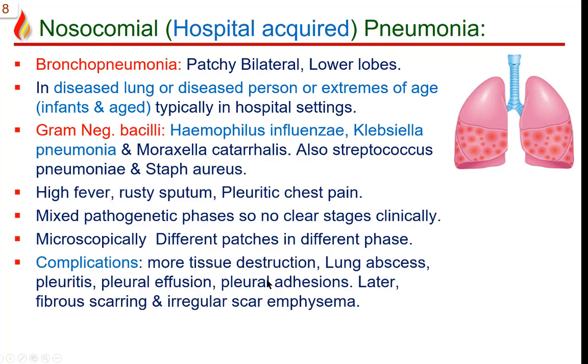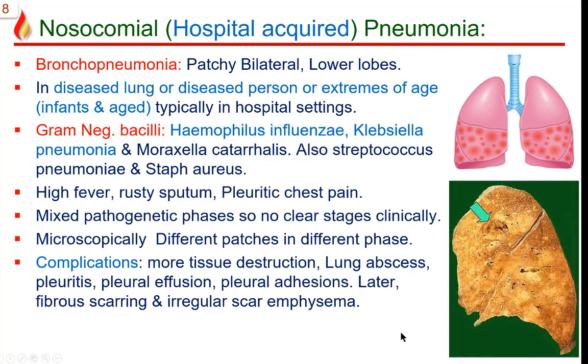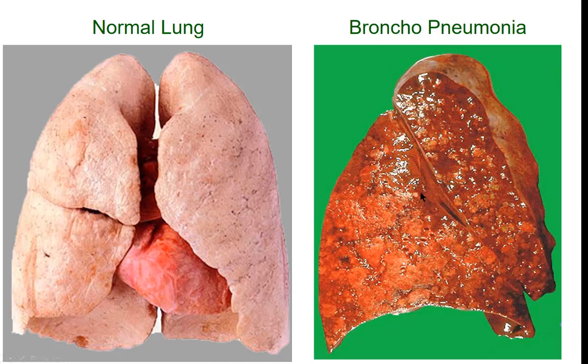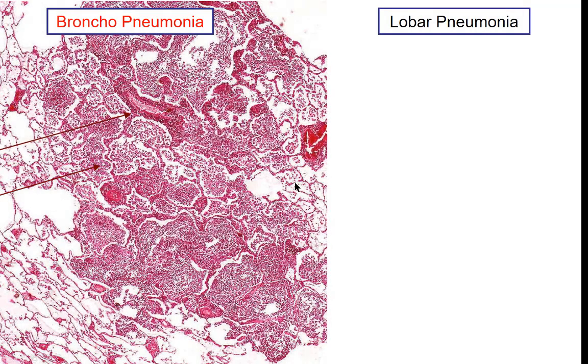Complications are more because there is more tissue destruction, so more chances of lung abscess, pleuritis, pleural effusion, fibrous scarring, irregular emphysema, scar emphysema. And I am showing one specimen of lung fixed, multiple patches of bronchopneumonia all over both the lobes, and there is tissue breakdown and an abscess. So gross specimen of a bronchopneumonia, plenty of consolidation patches in the lower lobes, less in the upper lobe compared to a normal lung.